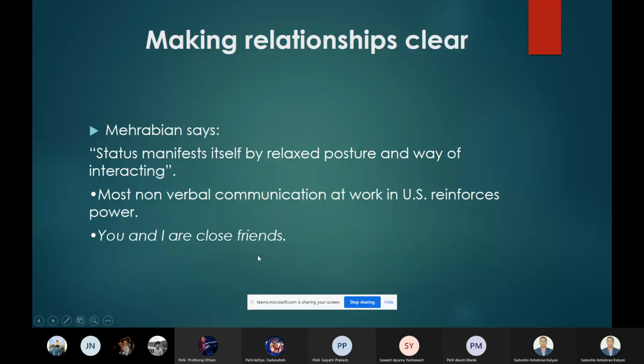For example, you and I are close friends. So this is called a subject-verb agreement.